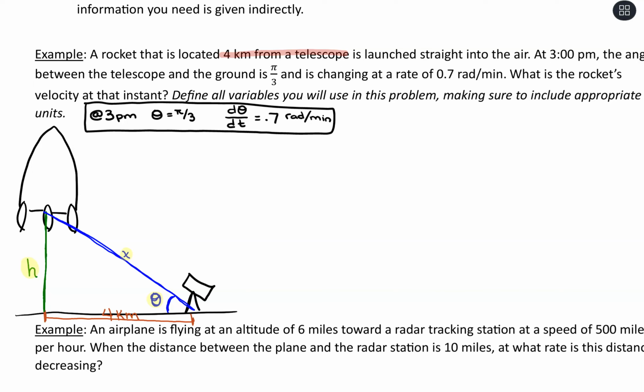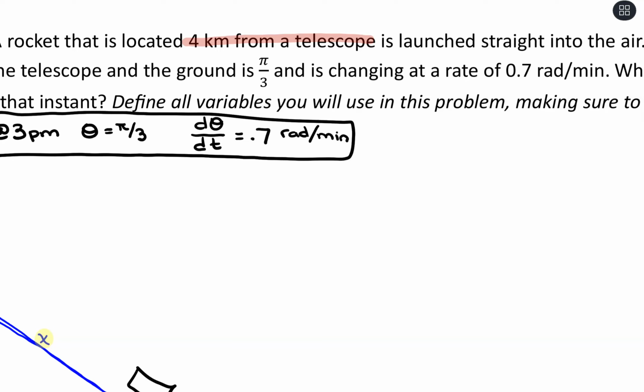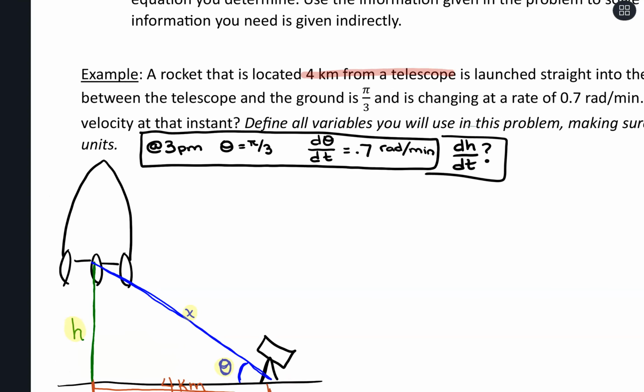So there's my snapshot of things that are changing, but we're going to look at them at a moment in time. What is the rocket's velocity at that instant? So with all that information, we want to know, how is the height changing with respect to time? That would be our rocket's velocity. So we want to know what is dH dt? So that's going to be our question that we want to answer.